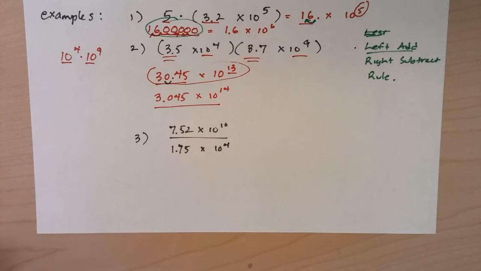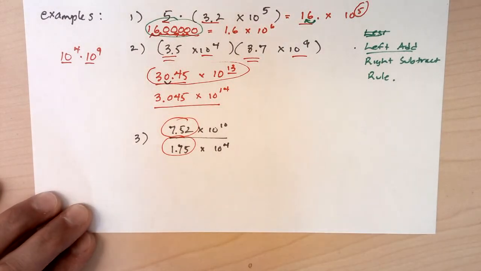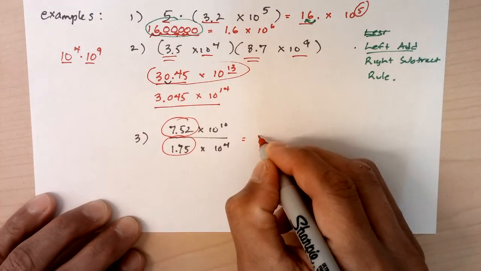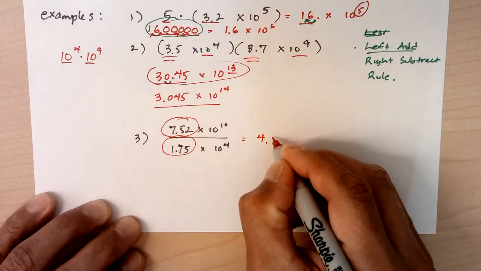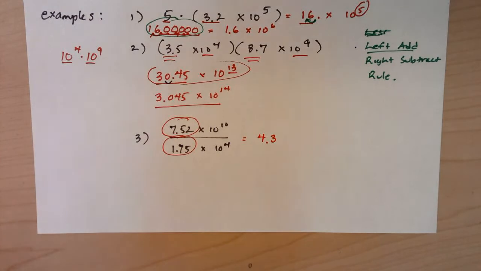Just like with multiplying numbers in scientific notation, I could divide these common parts, the A parts. So you might need a calculator. That's what I'm using right now. I'm dividing 7.5 by 1.75, and that's equal to 4.297. So I'm going to write it as 4.3. Just round it to the nearest tenth. There's actually more decimals after that, 4.297142857, but I'm going to round it to 4.3.